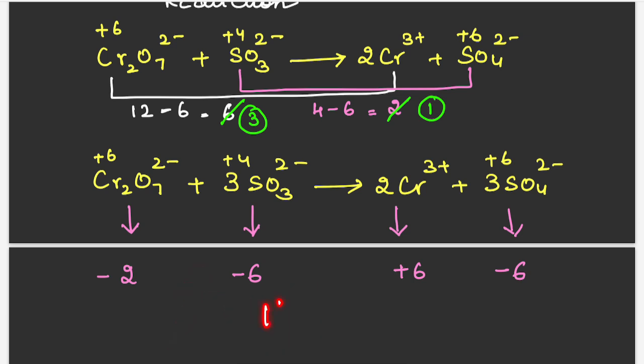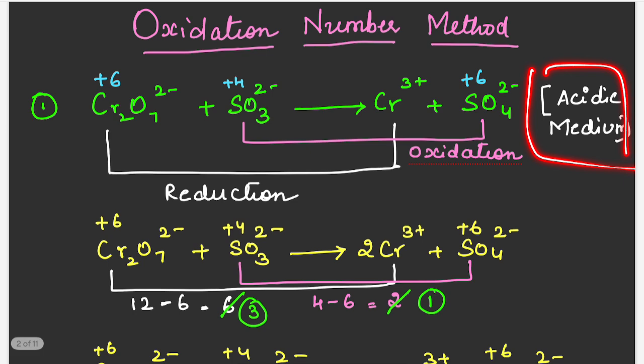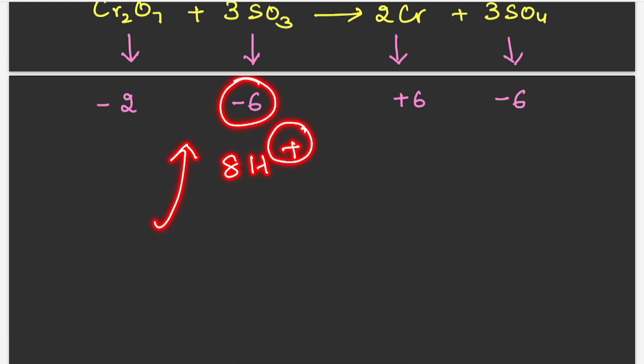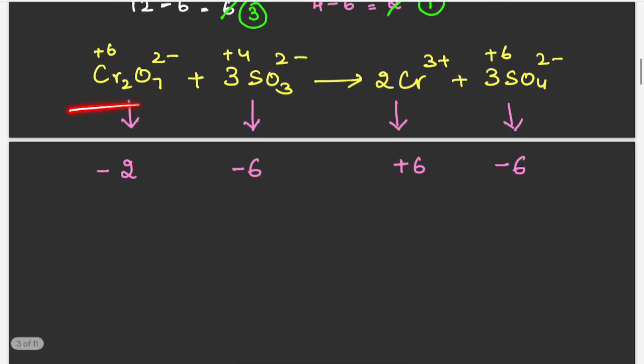So if it is acidic medium, we are going to add H plus. If it is basic medium, we have to add OH minus ion. So here this is acidic medium. In the beginning itself it is given, it is acidic medium. Therefore to balance the charge we have to add 8H plus ion. So 8 positive ions and 8 negative ions will get balanced, will get cancelled, and the charge will become equal to 0. Therefore on the reactant side we are going to add 8H plus ion.